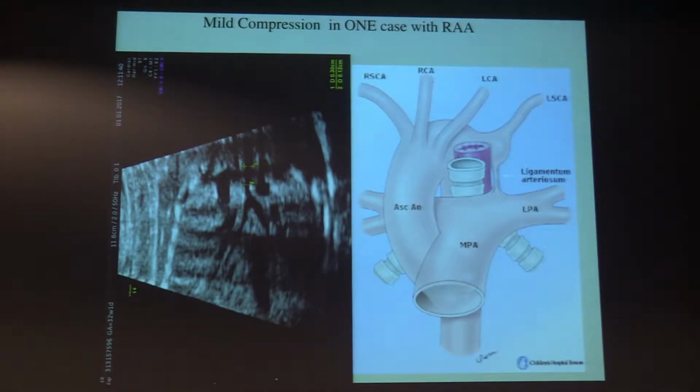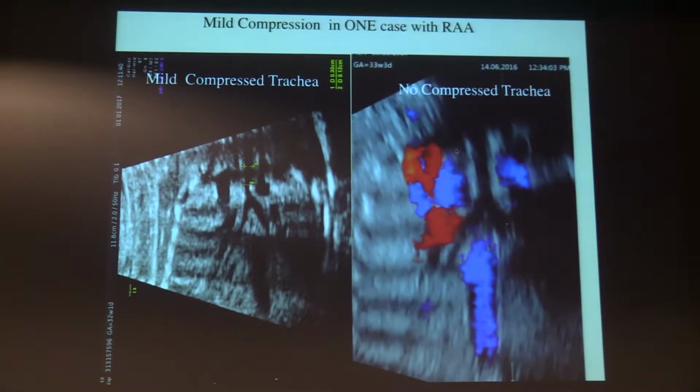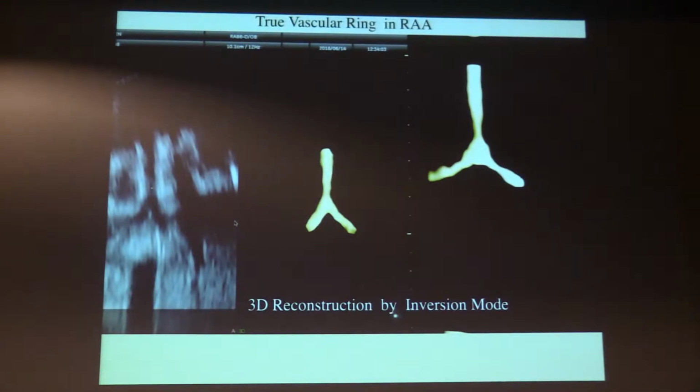Mild compression of the trachea appeared in one case with right aortic arch. I hope you can see here the diameter. There is a large diameter, and here it's almost half of it. This is approaching the carina, and you can see the narrowing. Okay, this is a mild compression of the trachea compared to the non-compressed trachea in right aortic arch. As you can see, here is 3 millimeters, and here the diameter is 1.2 millimeters.